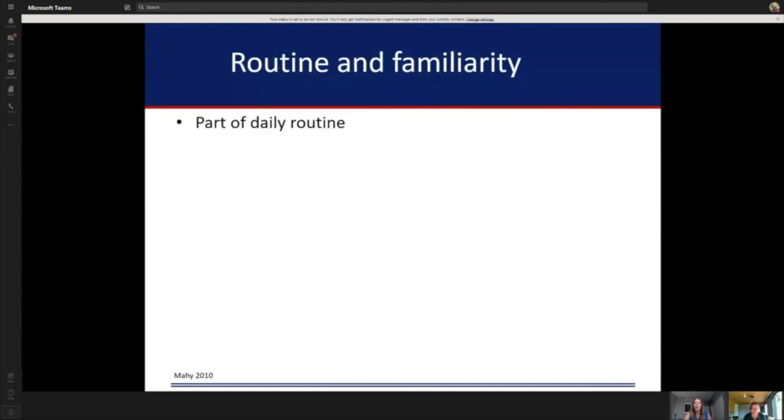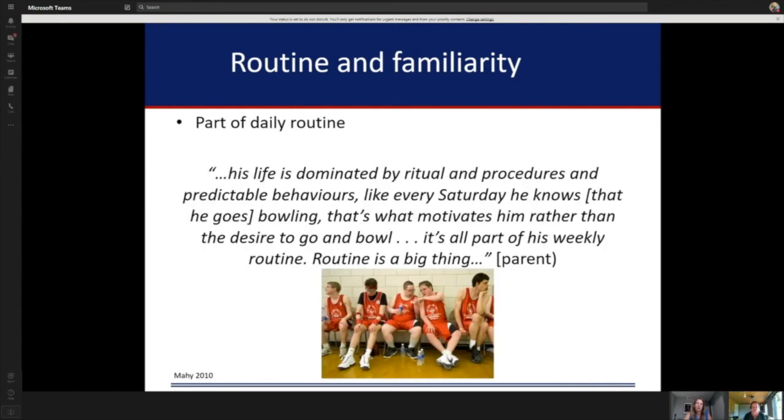Part of daily routine is something that helps for a big part of our population, not for everybody, but for a big part of our population. This could really aid in just getting the daily physical activity in. So one of the parents said his life is dominated by ritual and procedures and predictable behaviors. Like every Saturday he knows that he goes bowling, and that's what motivates him rather than the desire to go and bowl. It's all part of his weekly routine.